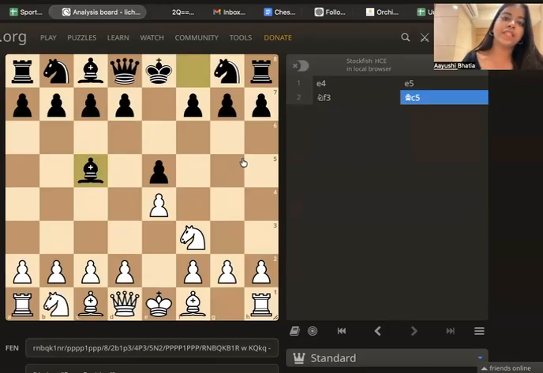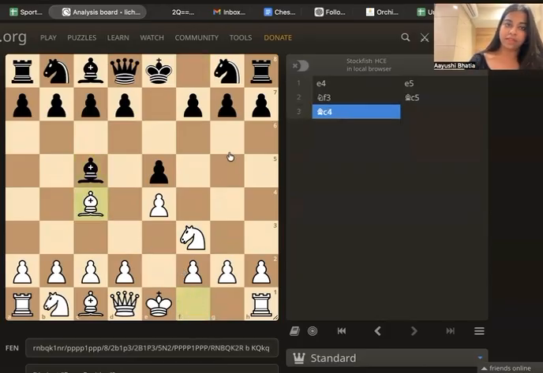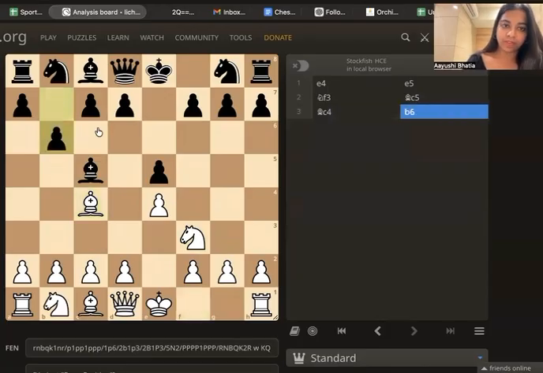Now let's move to some special symbols, that is known as check. So let's see, how do you give a check? Let's suppose I'm playing my bishop on c4. The pawn is coming over here on b6. Okay, and I have captured the pawn over here.